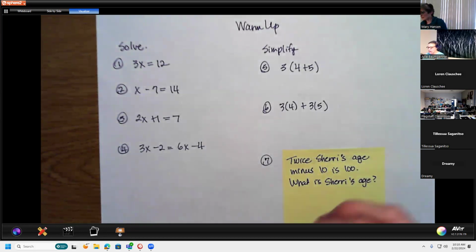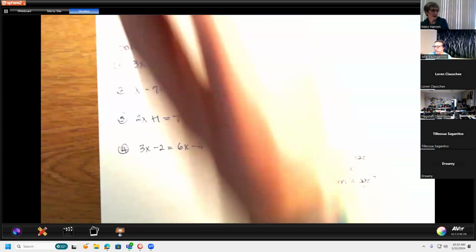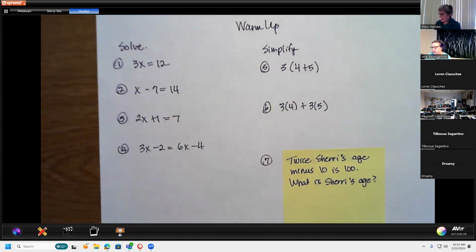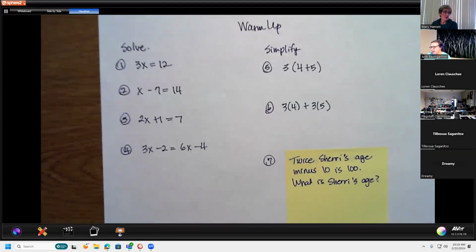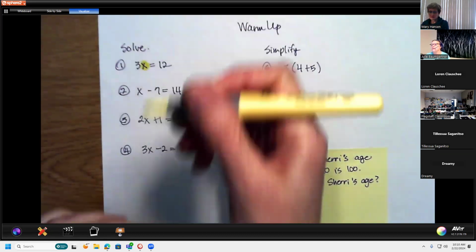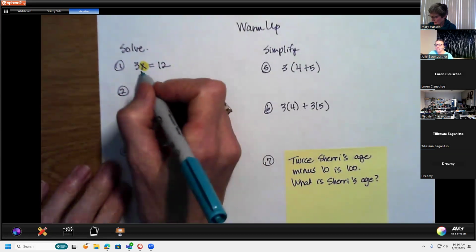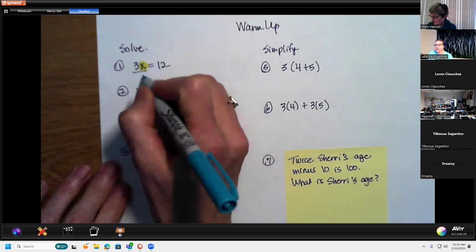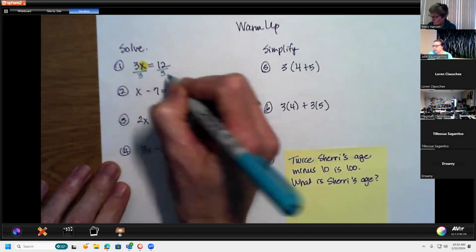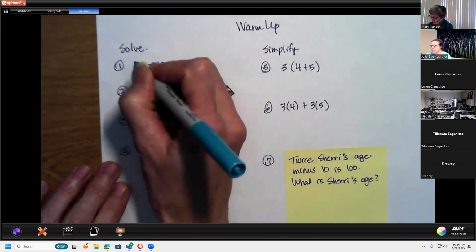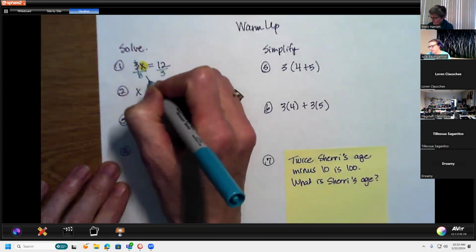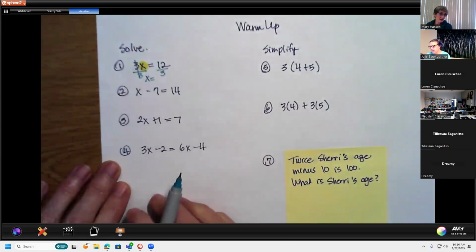Okay, let's talk about these and see how we're doing. Number one, anyone want to venture to tell me what I should do to both sides to get that x by itself? Divide by 3. Very good. Divide by 3 because the 3 and the x multiplied. And so the opposite of multiplication is division. If I divide by 3, 3 divided by 3 is 1, leaving me just with 1x or x.